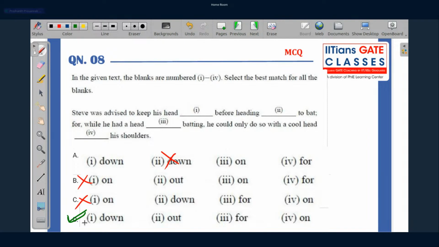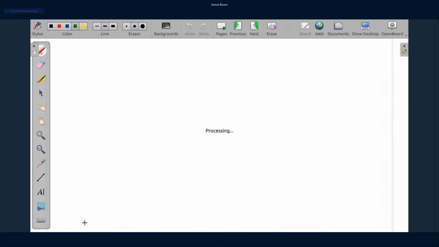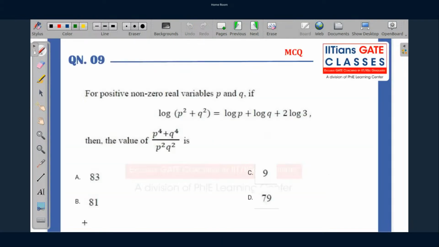Okay. Moving ahead. For a positive non-zero real variable P and Q, if log of P square plus Q square is equal to log P plus log Q plus 2 log 3, then the value of this thing is.